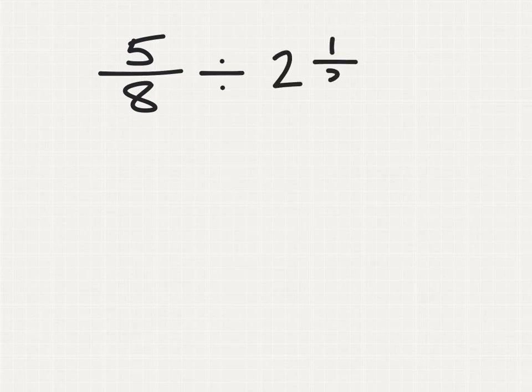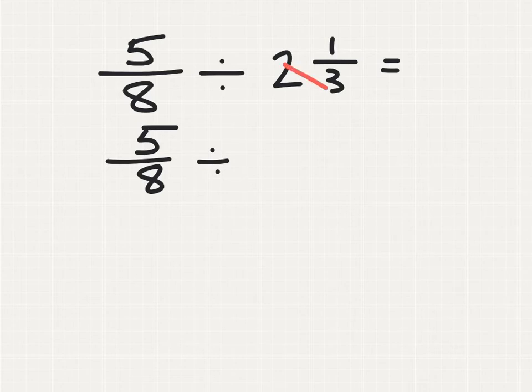What happens when I have a fraction, say 5/8, divided by a mixed number, say 2 1/3? The same thing occurs. I need to make sure that my mixed number is renamed as an improper fraction before I can begin to work the problem. So I have a fraction, 5/8, divided by, I'm going to use the check method. 2 times 3 is 6 plus 1 is 7. 7 over my denominator of 3.